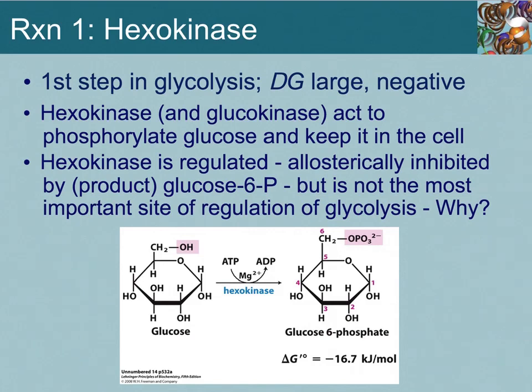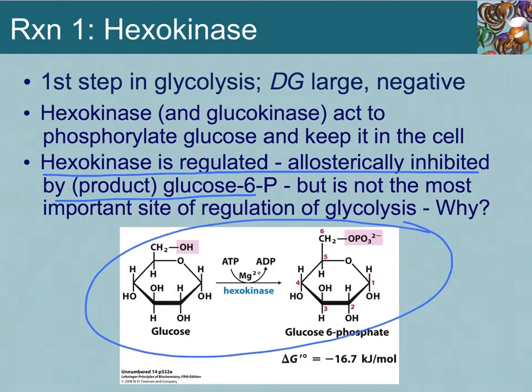Now I have here that hexokinase is regulated allosterically or by its product, glucose 6-phosphate. Okay. This is not the most important site of regulation of glycolysis. And when we have lecture 3, we'll talk about why, and I'll review allosteric regulation then. Okay, if you can see here, this is the net reaction. We are going to phosphorylate this OH group, and I will show you the mechanism on the next slide.